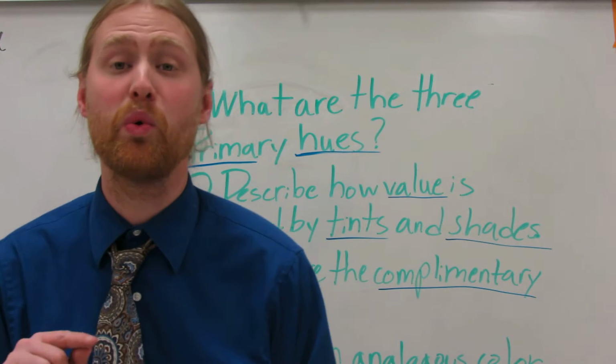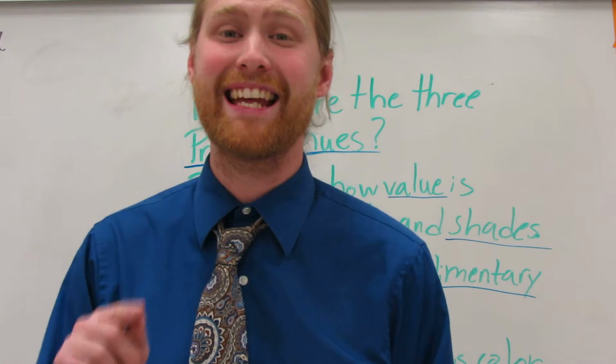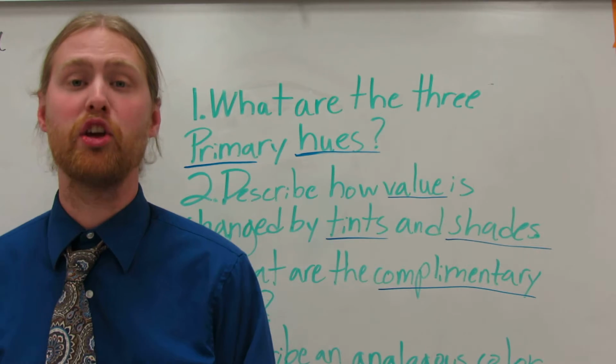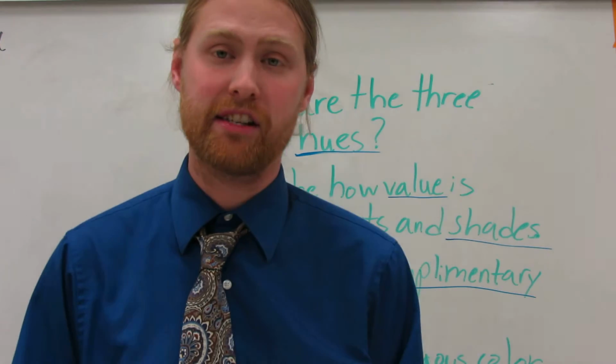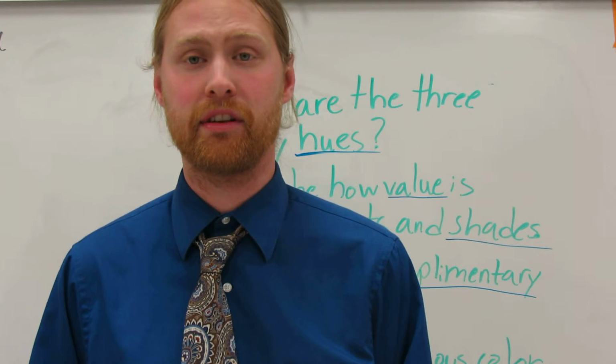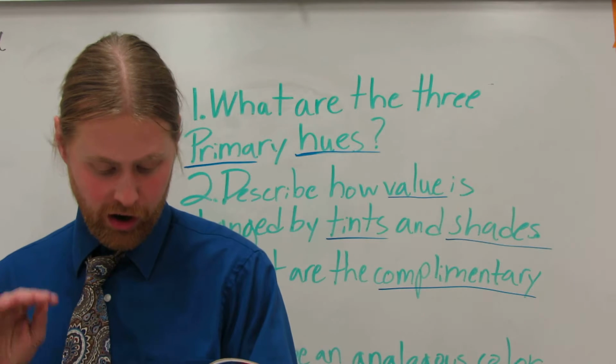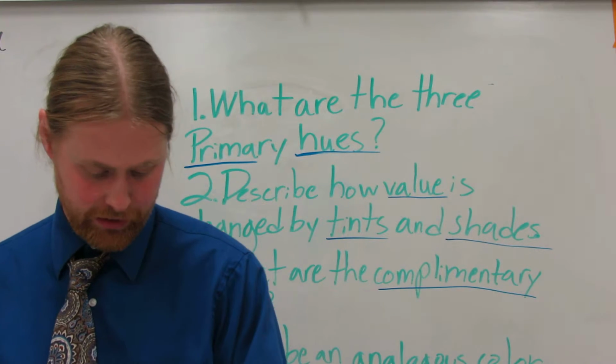These three important traits are hue, H-U-E, value, which you talked about, and intensity. All right. So the hue is a color's name. Okay. You have red, yellow, and blue. They're the primary hues. So red, yellow, and blue are the three primary hues. They're always equally spaced on the color wheel.